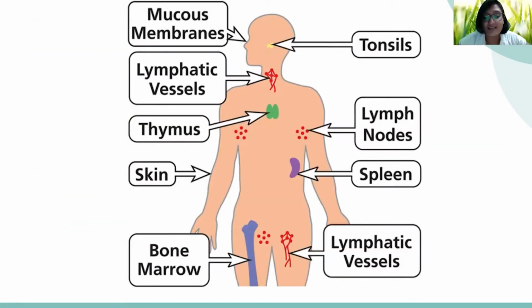How does immune get secreted? What are the organs that secrete our immune system? Well, the first will be the mucous membrane and our nasal, lymphatic vessels, thymus, from our skin, bone marrow, from tonsils, lymph nodes, spleen. These are the main organs which secrete immune in our body.